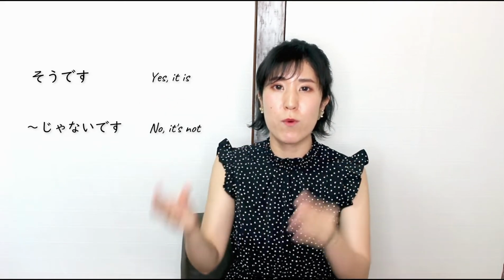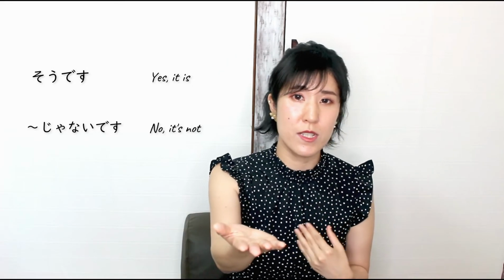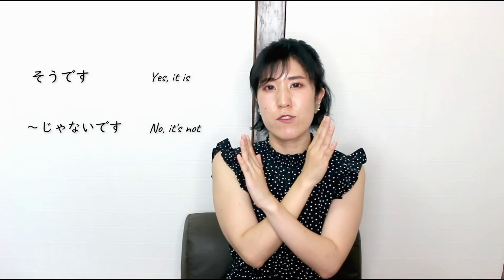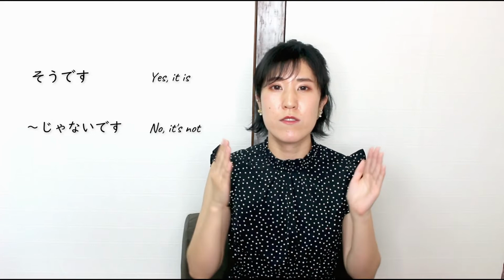Now, I'm gonna ask you some questions. If it's right, you say そうです。そうです means yes, it is. Yes, I am. And if it's not, you say the word before じゃないです, okay? So if I said 日本人ですか? You cannot answer with just じゃないです。You have to say 日本人じゃないです。Okay? Get it? Okay, now, let's get to it.